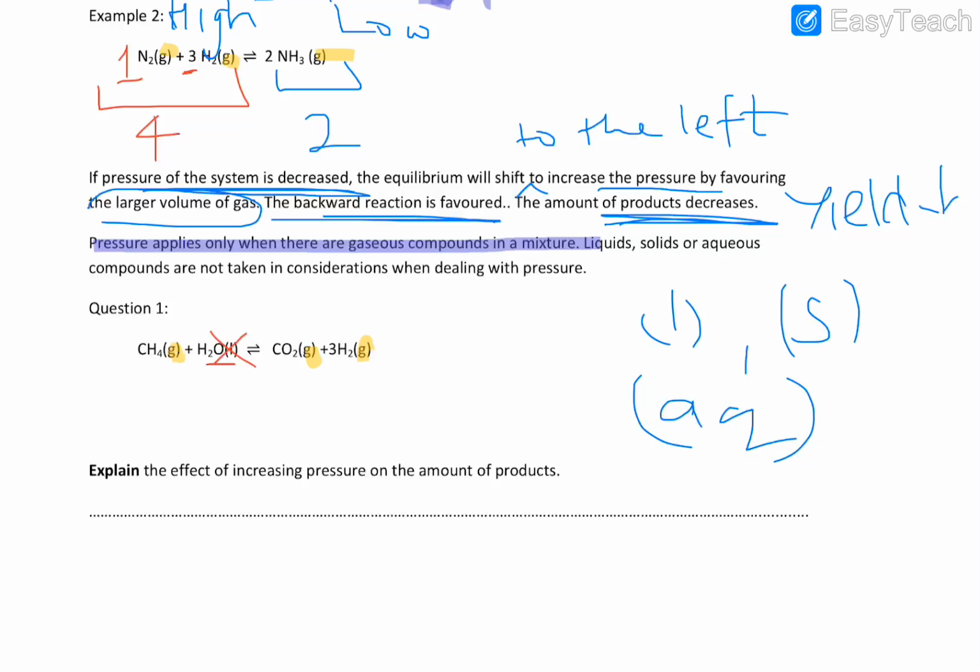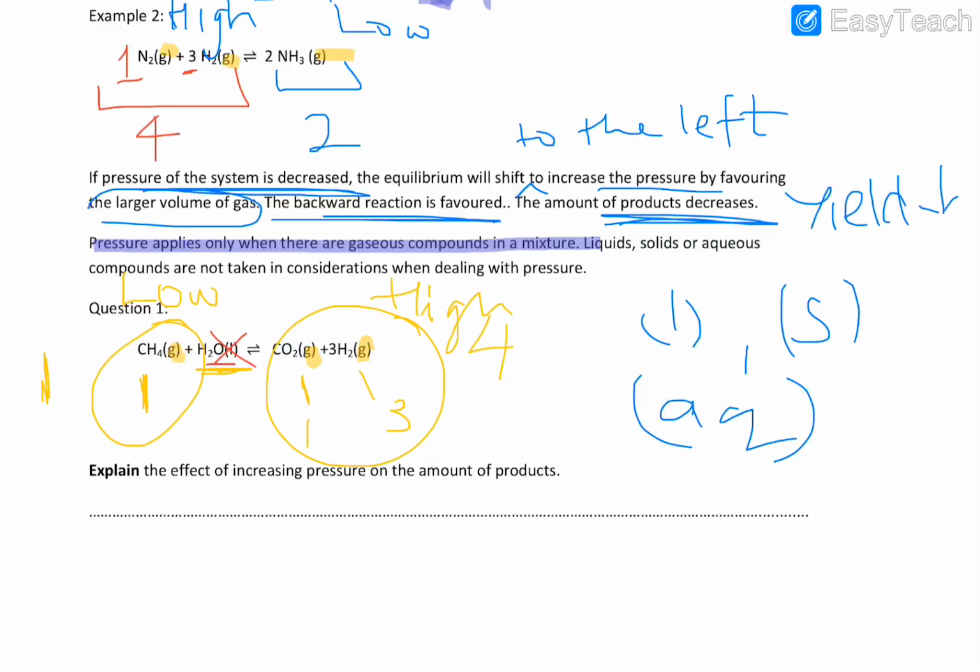I'll work it out. So this is one particle, this is one particle, this is 3 particles, so that makes a total of 4 particles. That makes a total of 1 particle. I'm ignoring hydrogen because it's liquid, so which means that this is low pressure and this is high pressure.